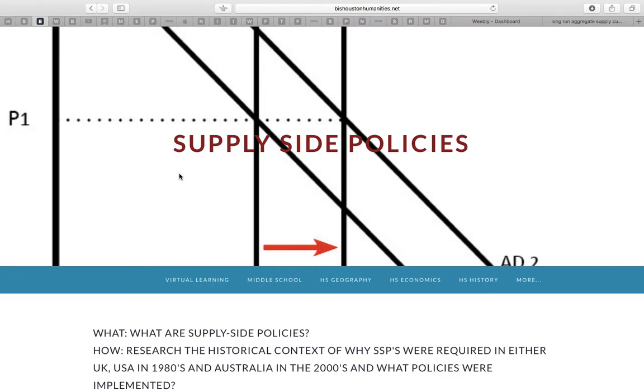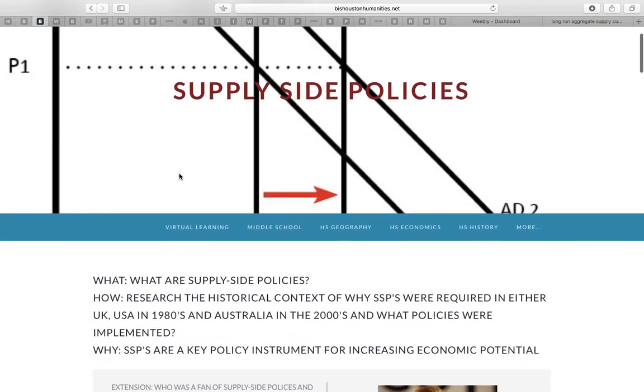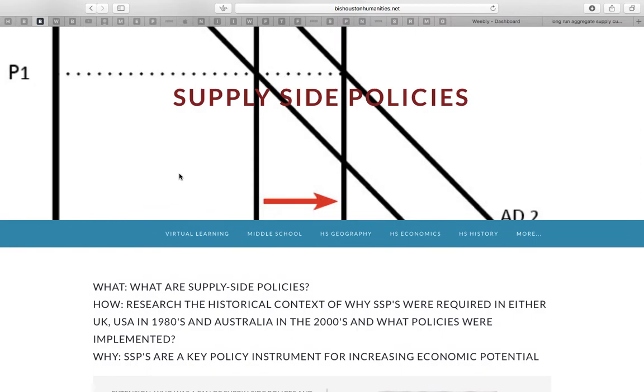In this particular lesson, we're going to be looking at a different approach to economic growth, one that looks into the long run rather than the short run. And this set of policies is referred to as supply side policies. It should not surprise you to know that they deal with the issue of aggregate supply and increasing the amount of aggregate supply in the economy.